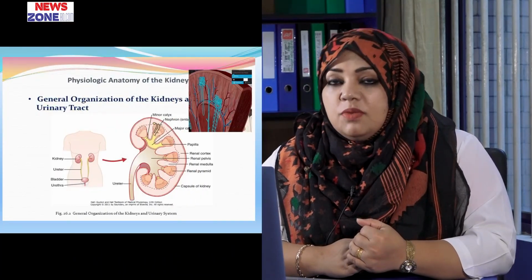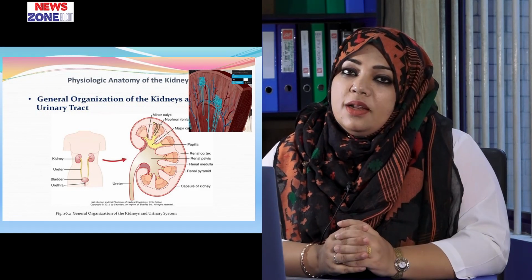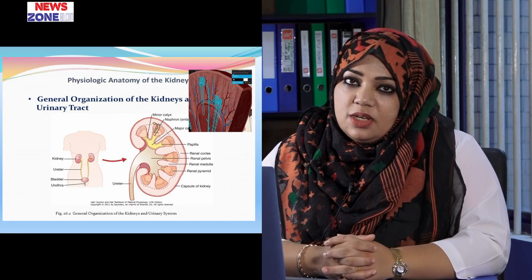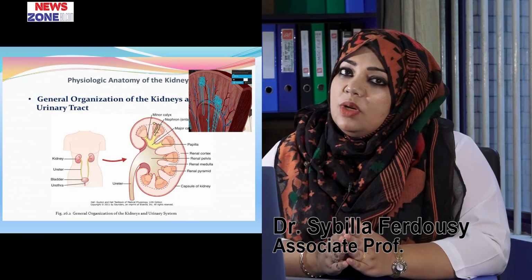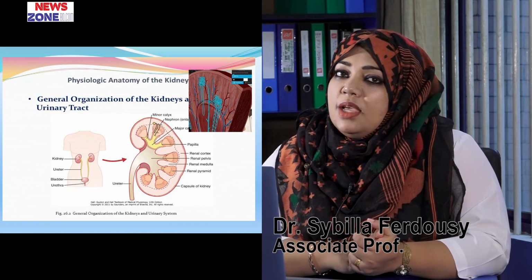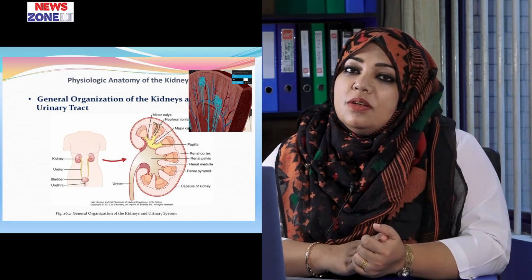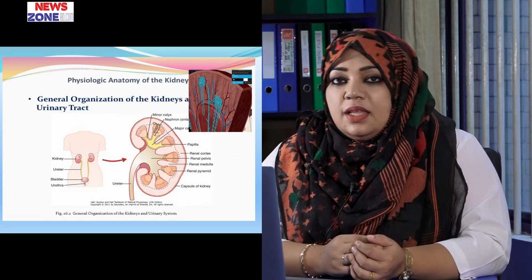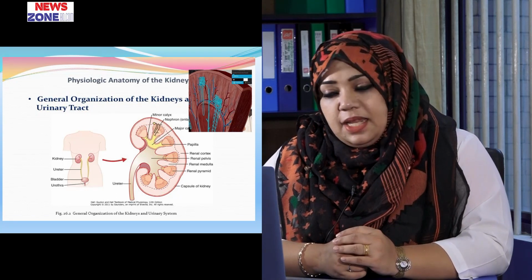And if we look at the bisected kidney, we will find that there are two regions of the kidney. One is the outer renal cortex and the other is the inner renal medulla. The renal medulla is again divided into 8 to 10 cone-shaped masses of cells that are called renal pyramids. The apex of the renal pyramids is known as the renal papilla.